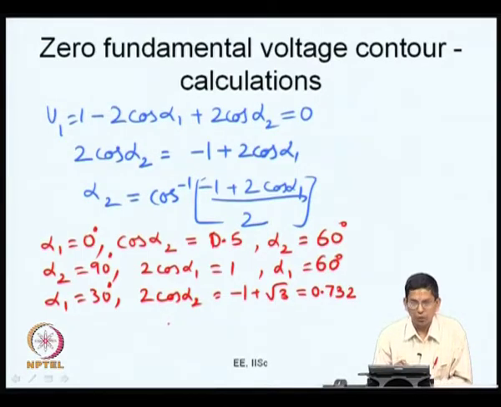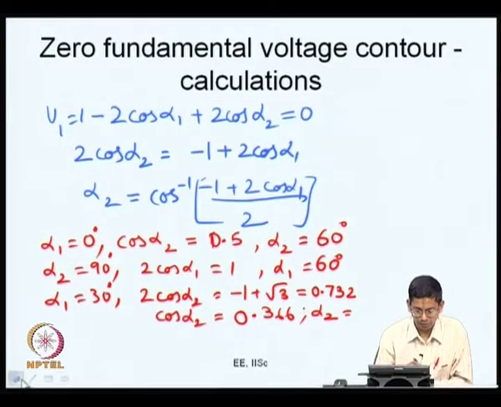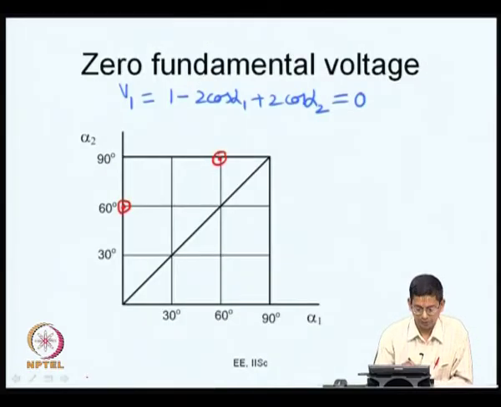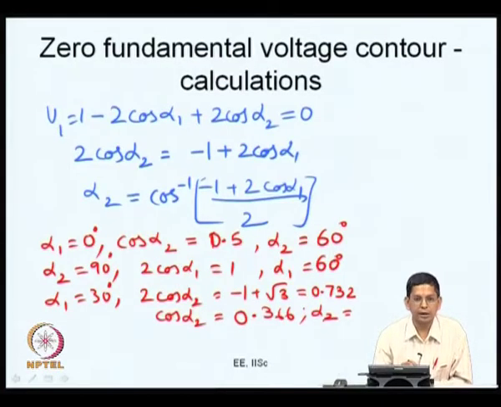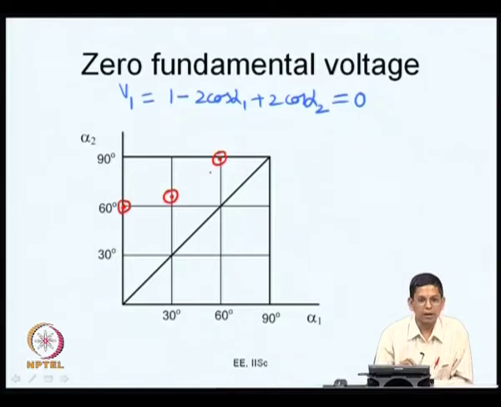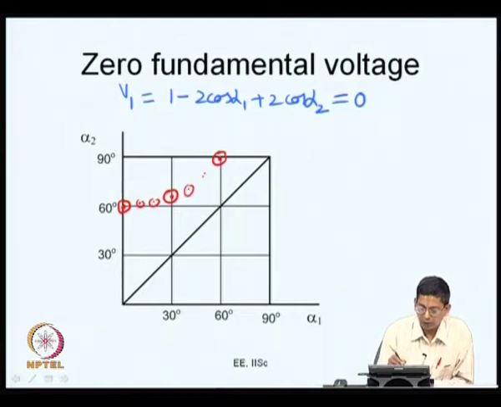Therefore, your cos alpha 2 is something like 0.366 roughly, and your alpha 2 is going to be some value which is slightly higher than this 60 degrees, is that right? Is going to be some value like this. You can find out the exact value with your calculator and plug this in, you will find that it is coming somewhere like this. So, if you take several points in between, you can get many such points like this, and you can join these points together and this will be your V1 is equal to 0.